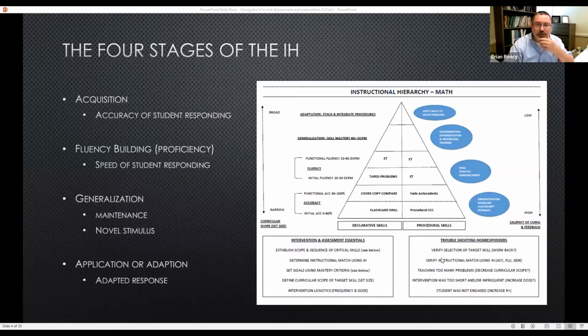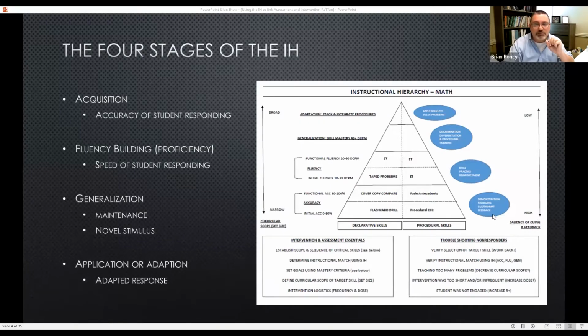Now, one of the larger overarching ideas I want everybody to look at is on the sides, you have these arrows. You have a curricular scope arrow that's narrow to broad, right? And again, that's how much you teach at one time. So when a child is learning, when they're inaccurate, you're going to teach very few items. And on the other side, you have saliency of cueing and feedback. So you're going to have a high level of cueing and feedback.